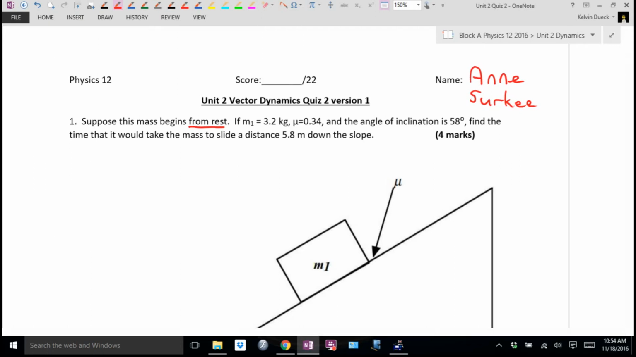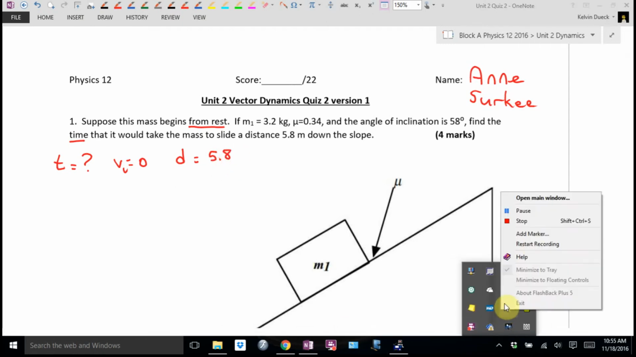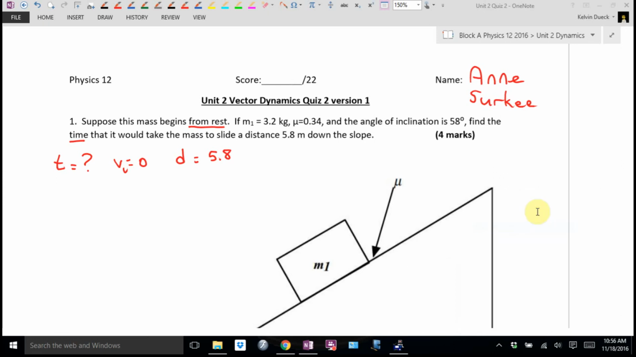I said, well, they want me to find the time. So I started out by going, well, T equals question mark. VI equals 0. D equals 5.8.